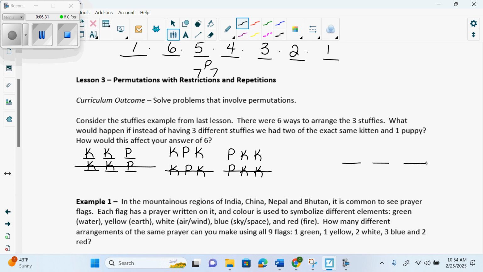So how many stuffies would I have for the first blank? 3, correct? Then I would have 2, and then I would have 1, which gets me 6. That was the total we had before. But we're always going to divide by the number of repetitions. So I have 2 kittens. We agree? So I'm going to divide by 2 factorial. If I had 3 kittens, I'd divide by 3 factorial. If I had 4 kittens, I divide by 4 factorial. Okay? So I treat the top like they're all different, and then I divide by factorial the ones that are the same. And this gets me 3. Same answer.